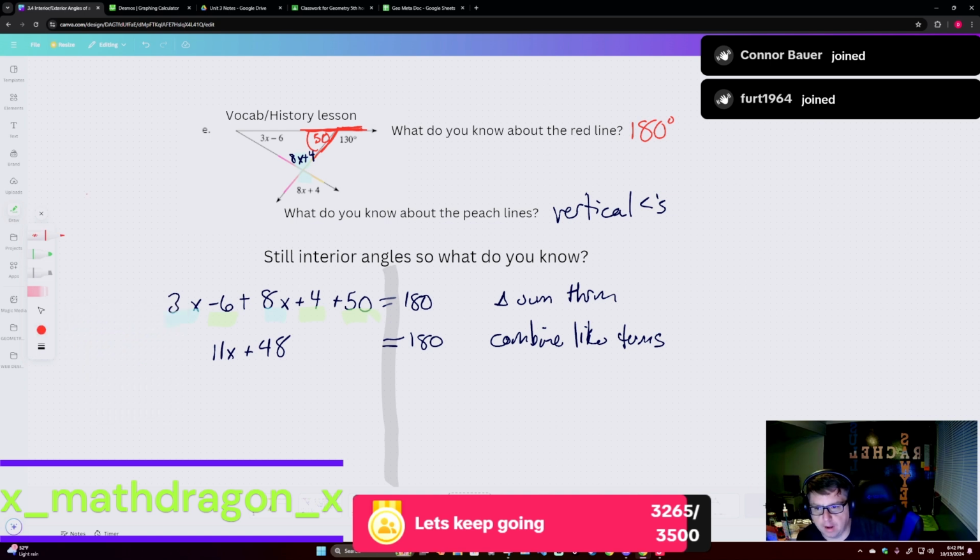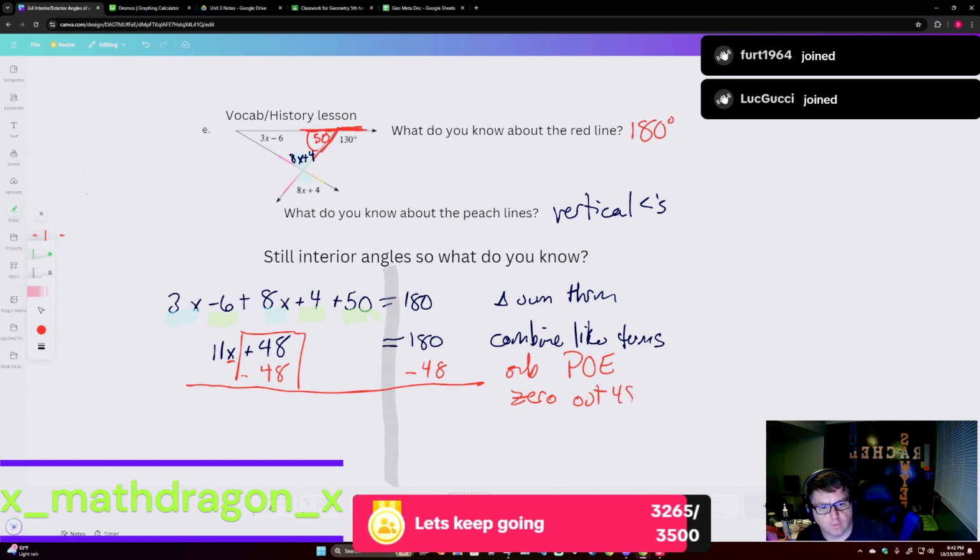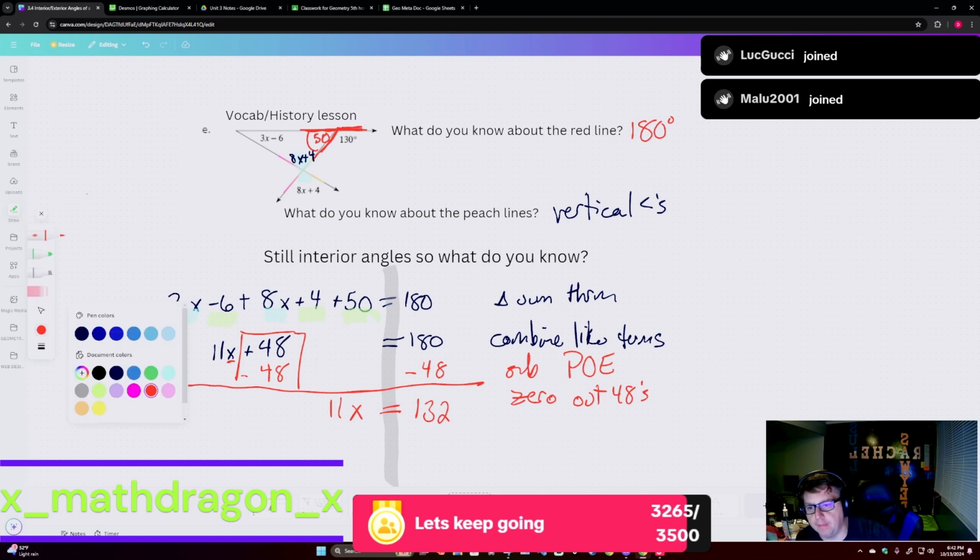All right, now still looking for x, so we're going to subtract 48 from both sides. So subtraction property of equality, we want to 0 out the 48s, so that we're left with 11x equals 180 minus 48. 8 minus 4 is 4, so I know this is going to be 130 because we're going to have to borrow. And 10 minus 8 is 2, so 132. Okay, well, that gets us there.